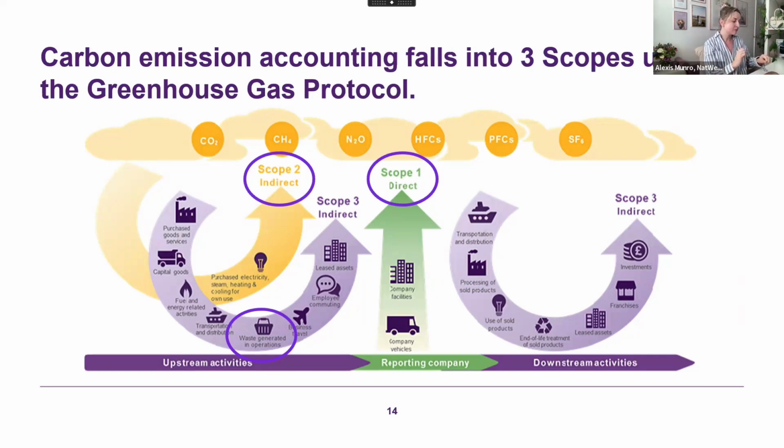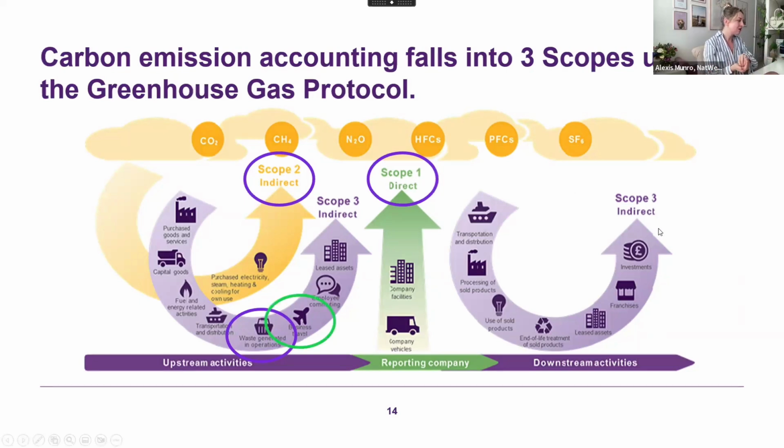A similar process with waste: if you understand your waste tonnage, you understand where that waste is going to. So, is it being reused or recycled? Is it going to incineration with energy recovery, or is it going to landfill? You can really start to understand the emissions impact of that.